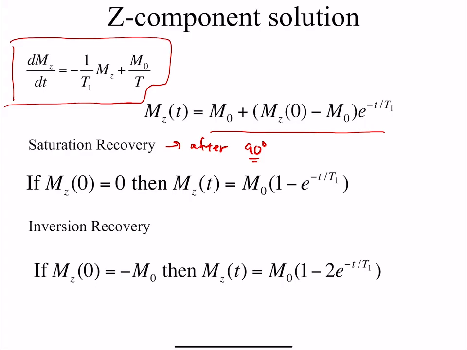Okay, and that's assuming I'm starting from m sub 0. So by full magnetization, I'm fully relaxed, so all of my magnetization is m sub 0.